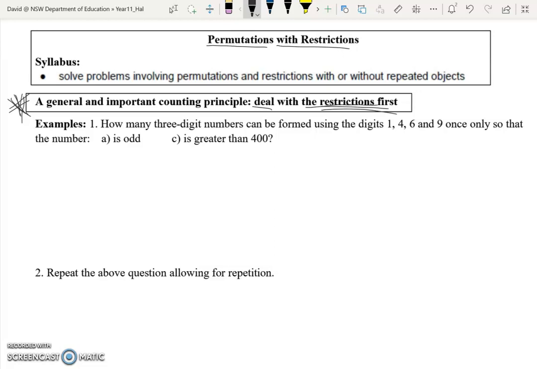If you don't deal with it first, you often fall into problems, despair. So deal with the restrictions first. It's probably the number one thing to do with the restrictions. Deal with the restriction first.